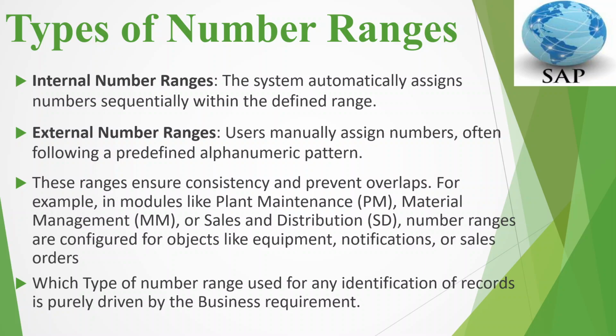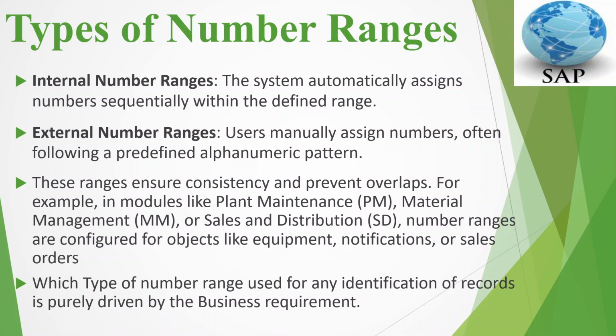External number range. Usually these numbers are manually assigned by the business users, often following a predefined alphanumeric pattern. These ranges ensure consistency and prevent overlaps. For example, in modules like plant maintenance, material management, sales and distribution, even finance and controlling, number ranges are used for various objects like equipment, notifications, sales orders, delivery, billing, invoices, payments, and so on.